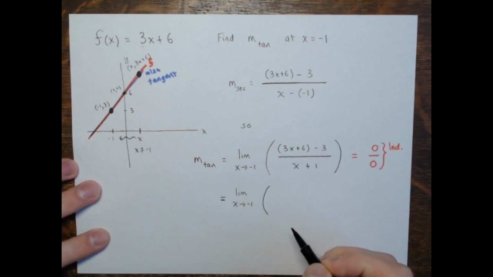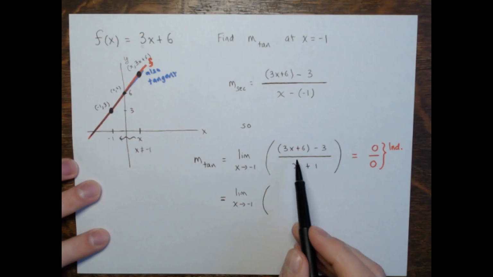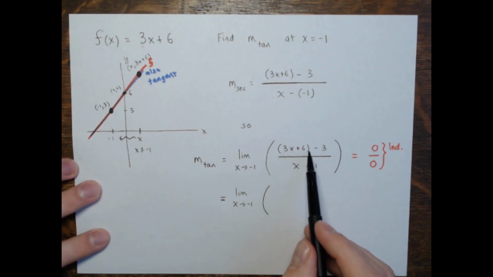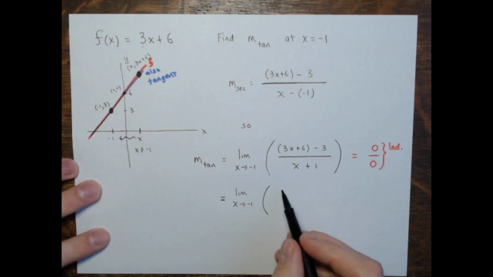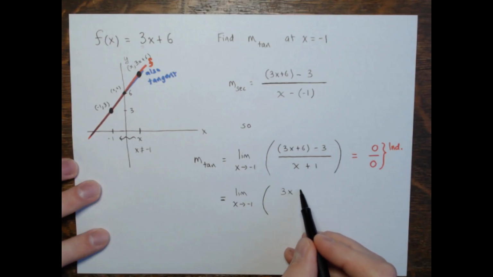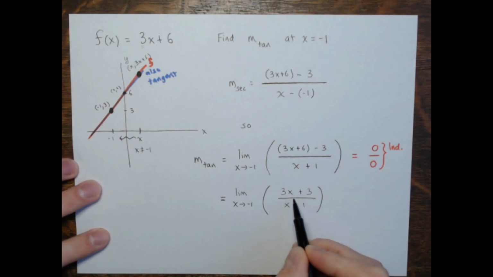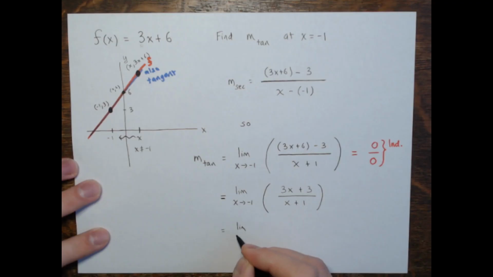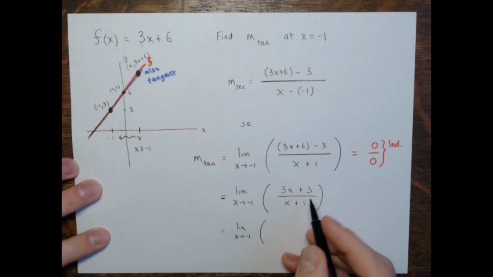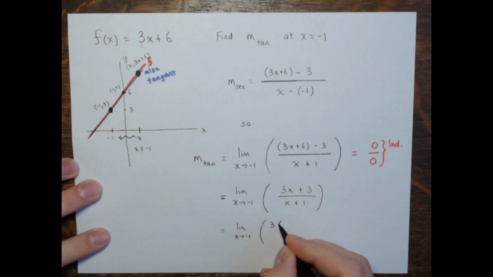So we have the limit as x approaches -1 of 3x plus 6 minus 3, which would just be 3x plus 3, divided by x plus 1. And the 3x plus 3 can factor, right? This is the limit as x approaches -1. 3x plus 3 has a common factor of 3, so that's 3 times the quantity x plus 1.